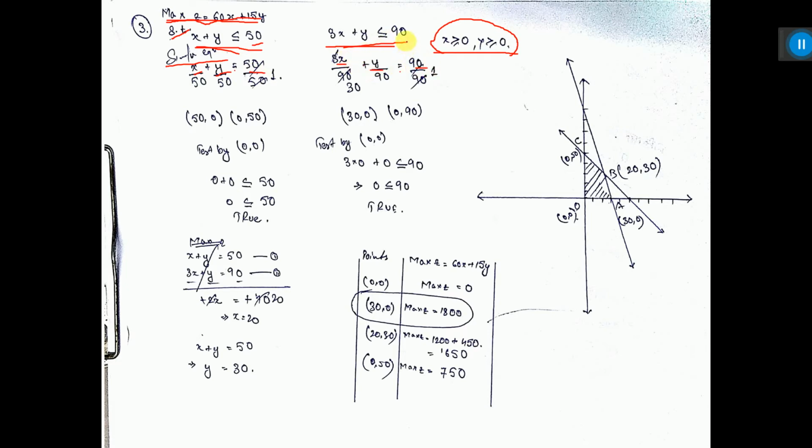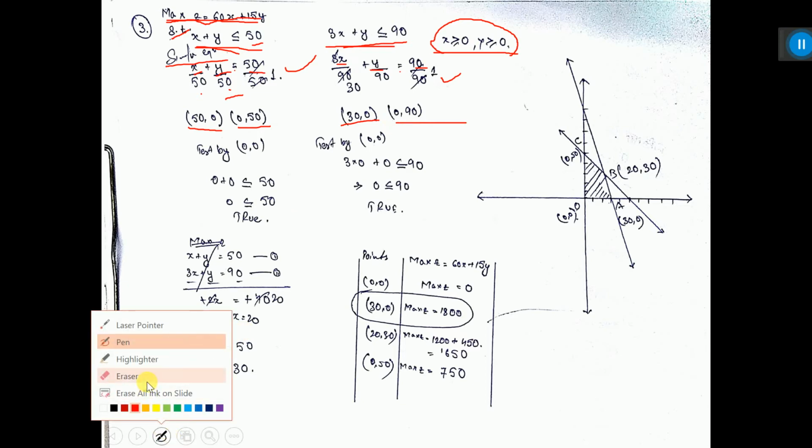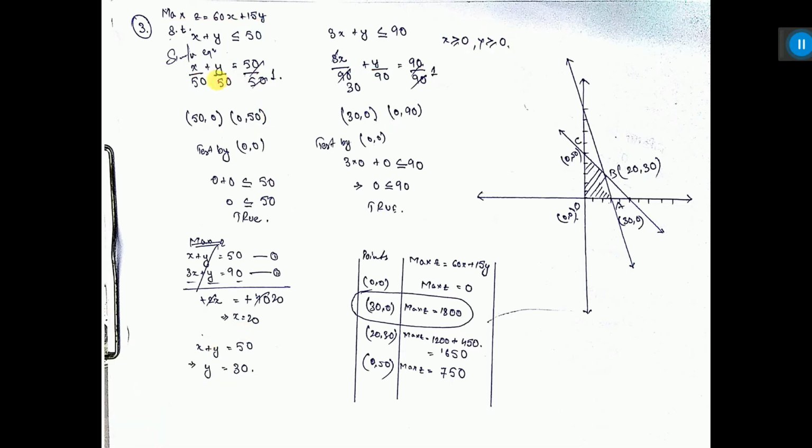The right side is 90, so it will come 1, it will come 1. Here it is coming 50, here 50. So the points will be 50, comma 0 and 0, comma 50. Here you cut, then it will be 30, comma 0 and 0, comma 90. So after bringing it into x by a plus y by b equal to 1 form, write the points in this way, then the testing part.